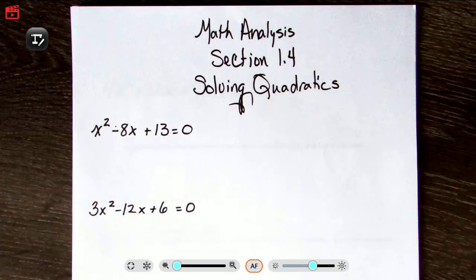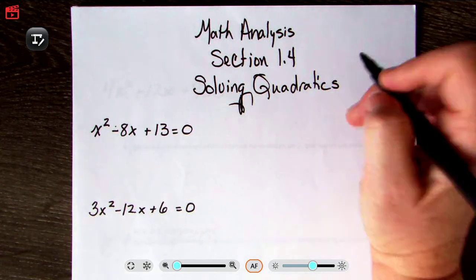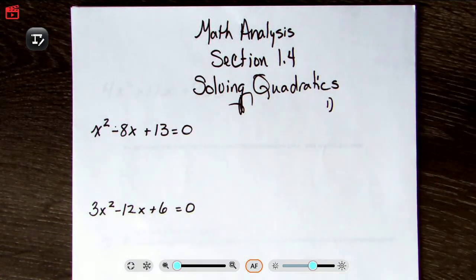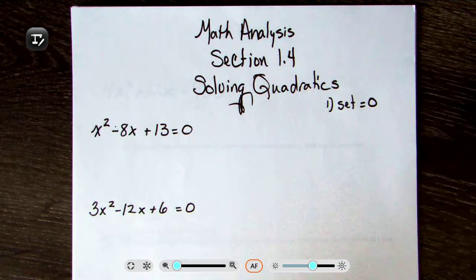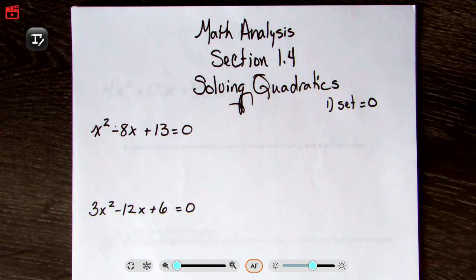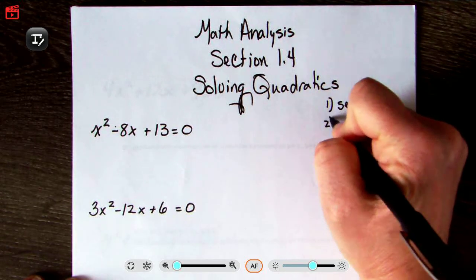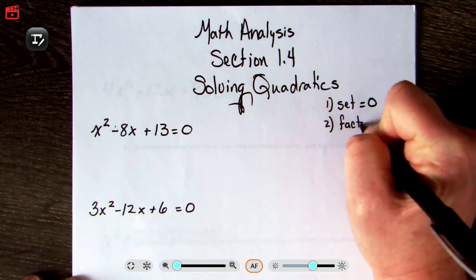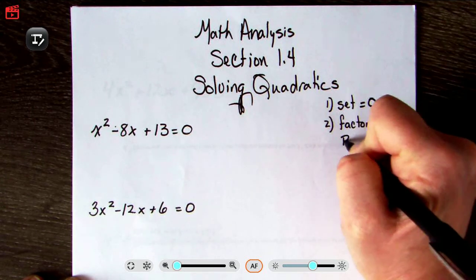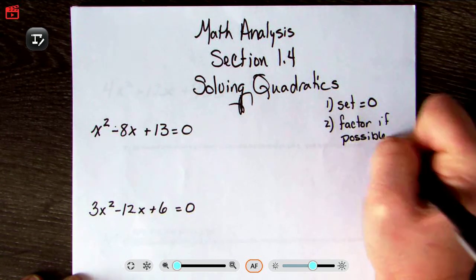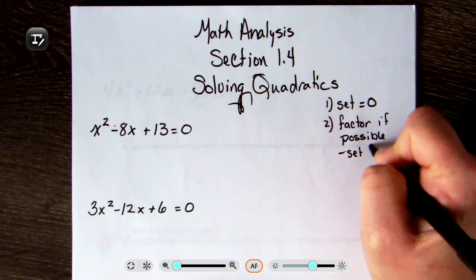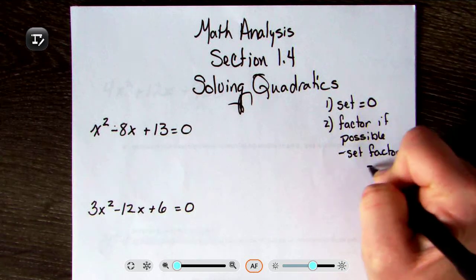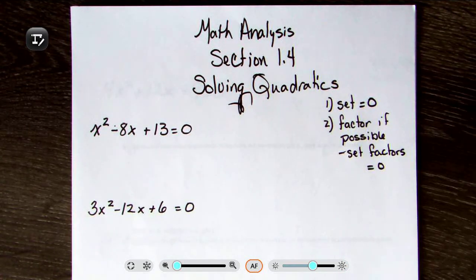All right, quadratics. To solve a quadratic, what we want to do first of all is to set it equal to 0. So we want to get all of our terms on one side. And then the technique is we try to factor if possible. Because if we can factor it, then what we'll do is we'll set the factors equal to 0, and we'll be done. We'll be able to solve those little pieces.